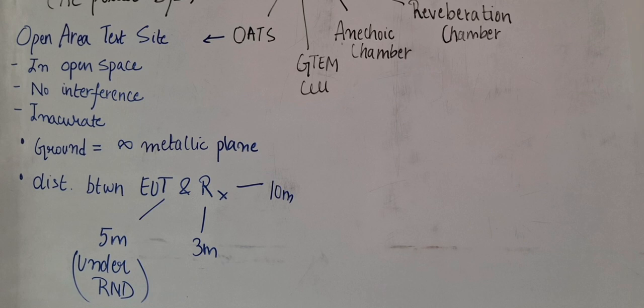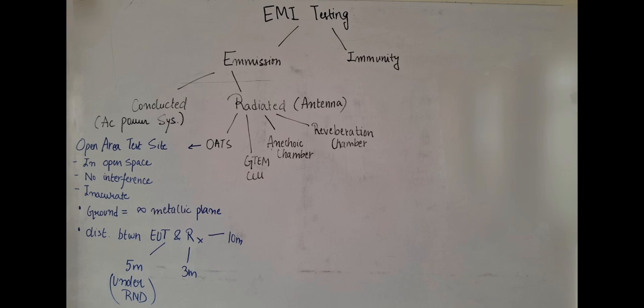In this, we consider ground as an infinite metallic plane so as to make sure that our testing is done correctly, and the distance between the EUT, which is equipment under test, and receivers is generally kept between 10 meters and 3 meters, whereas a 5 meter distance between EUT and receivers is currently under research and development phase.